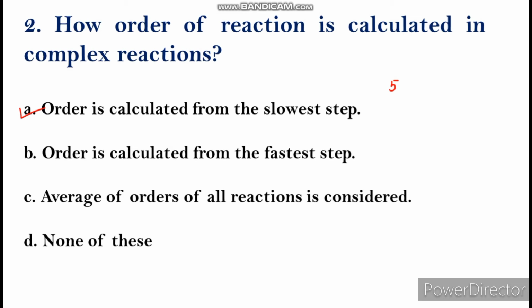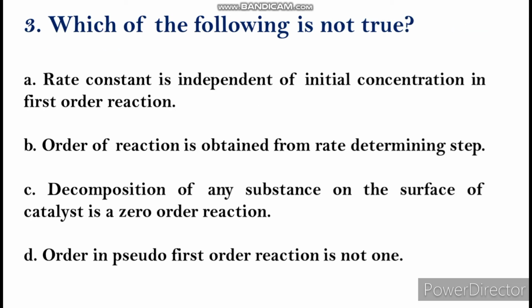Right, now let's see the third question. Which of the following is not true again? Option A, rate constant is independent of initial concentration in first order reaction. Option B, order of reaction is obtained from rate determining step. Option C, decomposition of any substance on the surface of catalyst is a zero order reaction. Option D, order in pseudo first order reaction is not 1.